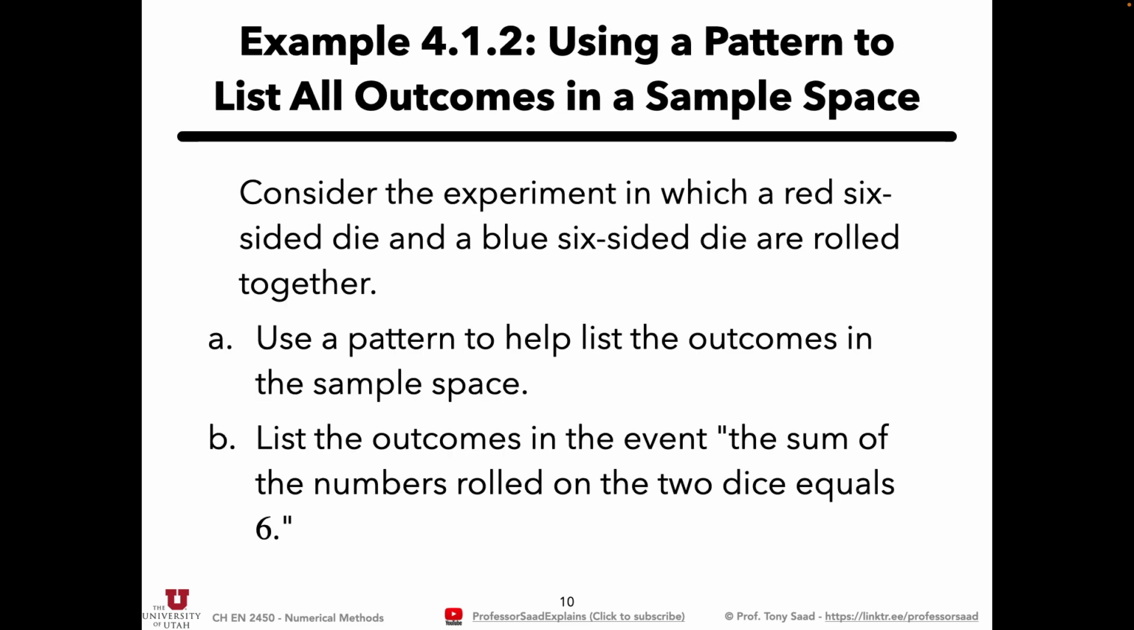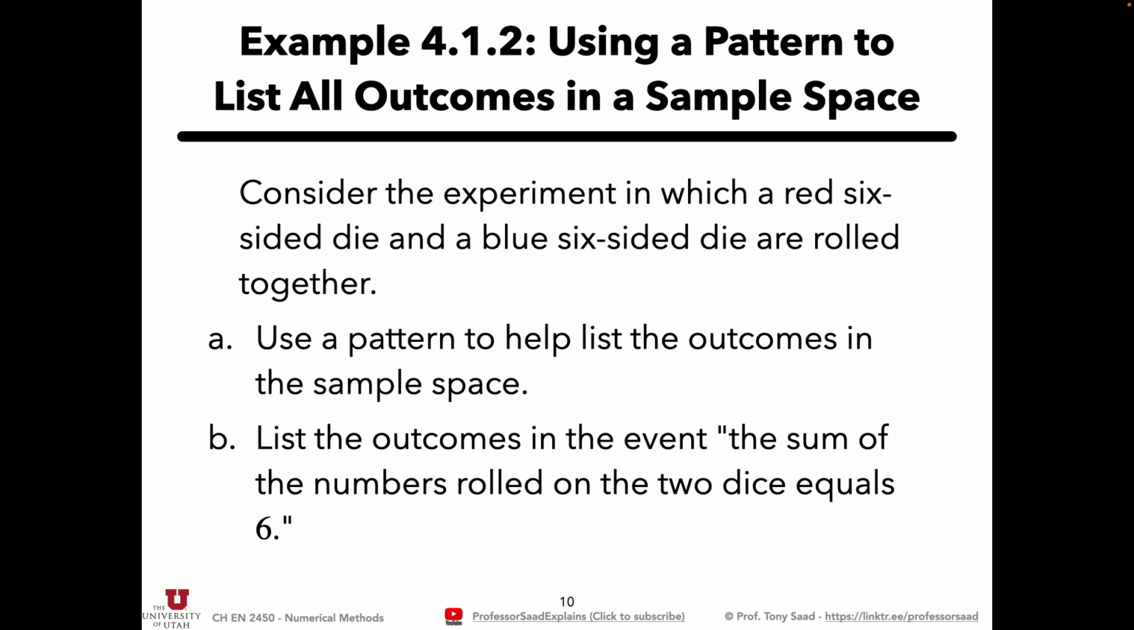Here's another experiment that we will use in subsequent examples, so it's good to get it out of the way. Consider the experiment in which a red 6-sided die and a blue 6-sided die are rolled together. So you're in Vegas and you feel lucky, and you start rolling 6-sided dice, two of them. If you've watched the Ocean's series, Ocean's 11, 12, 13, it's fun.